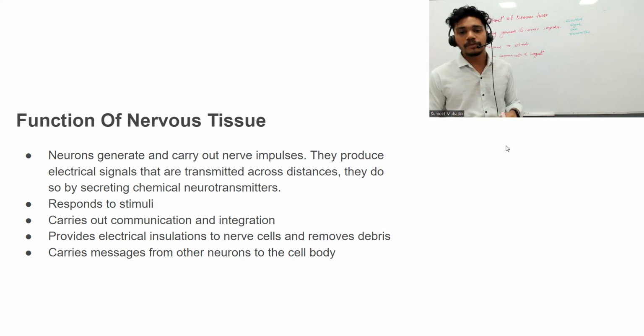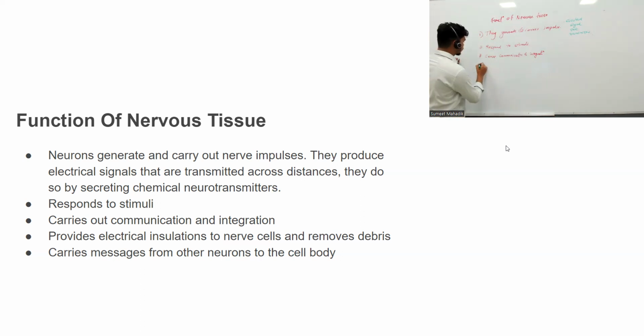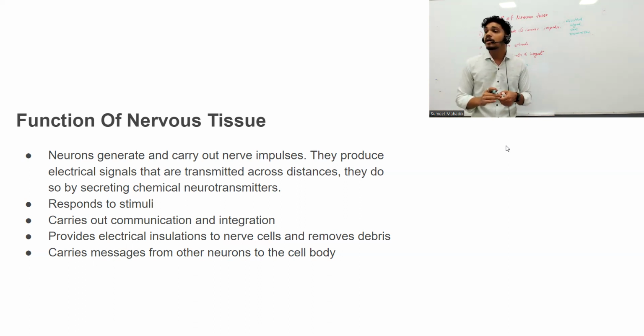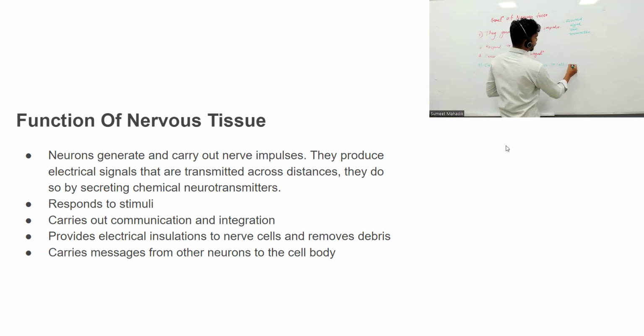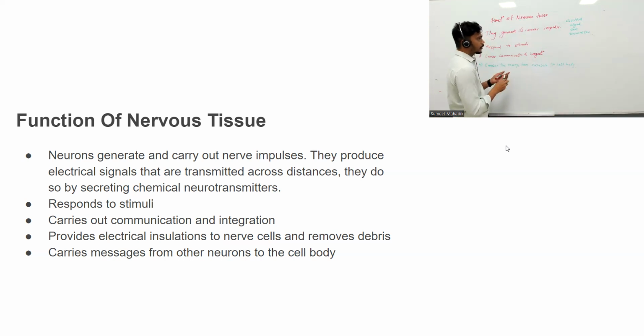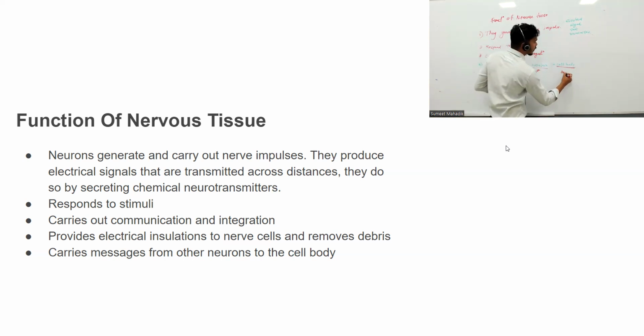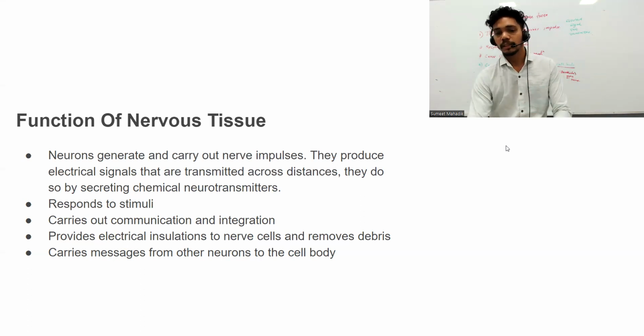Now, it carries messages from one neuron to the cell body. The last function carries the message or signal from where to where? From neuron to the cell body. Why the cell body? As I told you, the first neuron's axonal end communicates, and the cell body and dendrites of the second neuron are included. So here we completed the functions of the nervous tissues.